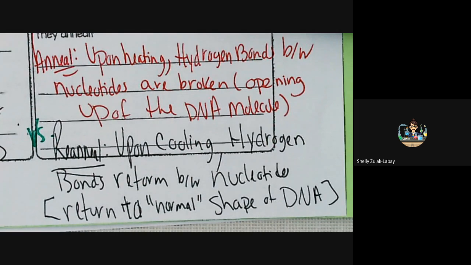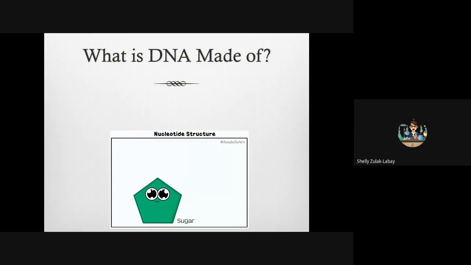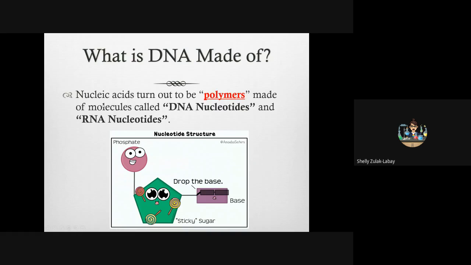Okay, so by the end of the 1940s, biologists knew the following about DNA, a type of nucleic acid. They knew that nucleic acids were polymers, or molecules made up of the same unit that repeated itself over and over again. We call these repeating units of nucleic acids nucleotides, and depending on the type of nucleic acid, DNA would have DNA nucleotides and RNA would have RNA nucleotides.